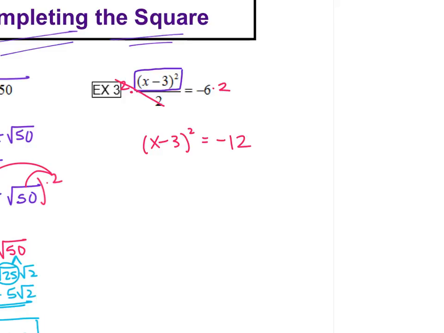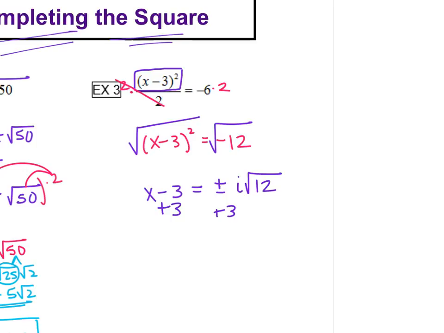Alright, then we're going to go ahead and square root both sides. Square root of x minus 3 squared is just x minus 3. And then since I did just square root both sides, I'm going to say plus or minus, but then we're square rooting a negative 12. So remember, we know how to work with that. We bring in our i. So that's just going to be i times the square root of positive 12. And then we're going to keep solving for x. I'm adding 3 to both sides. So we have x equals 3 plus or minus i times the square root of 12.